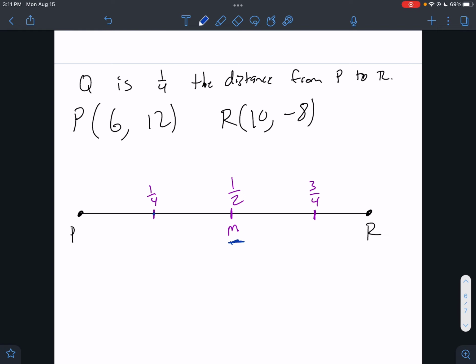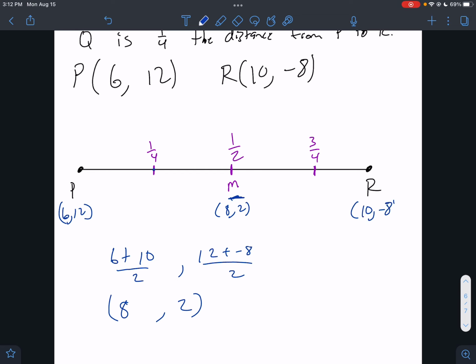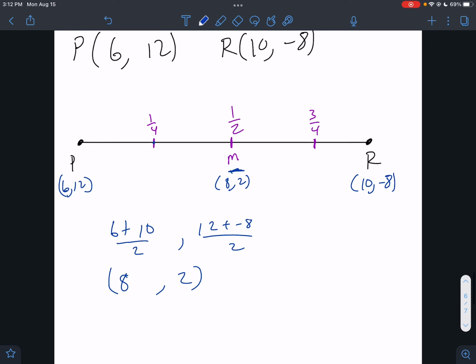How do I do that? I add my x's and divide by 2. That gets me 8, comma, the same thing with the y's. I'm going to add my y's and divide by 2, and that gets me 2. So the midpoint here is at (8, 2). Remember, P is (6, 12), and then R would be at (10, -8). Okay. So now I know that M is at (8, 2).